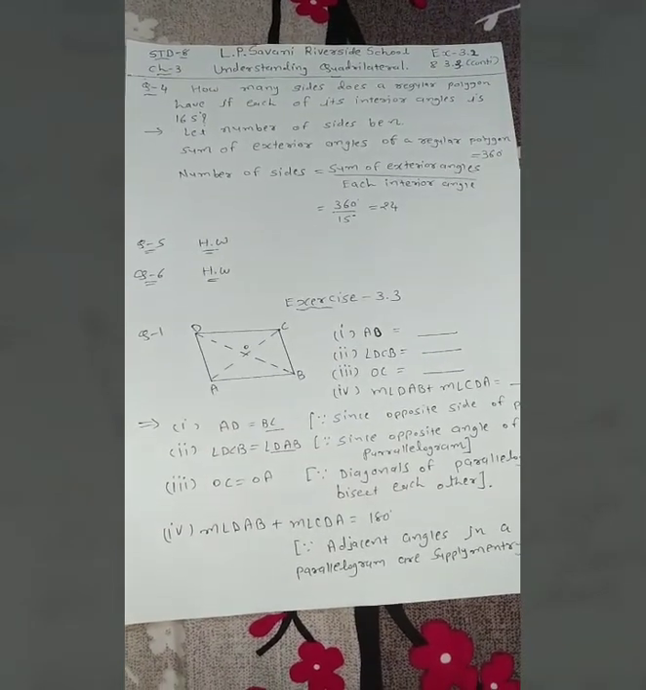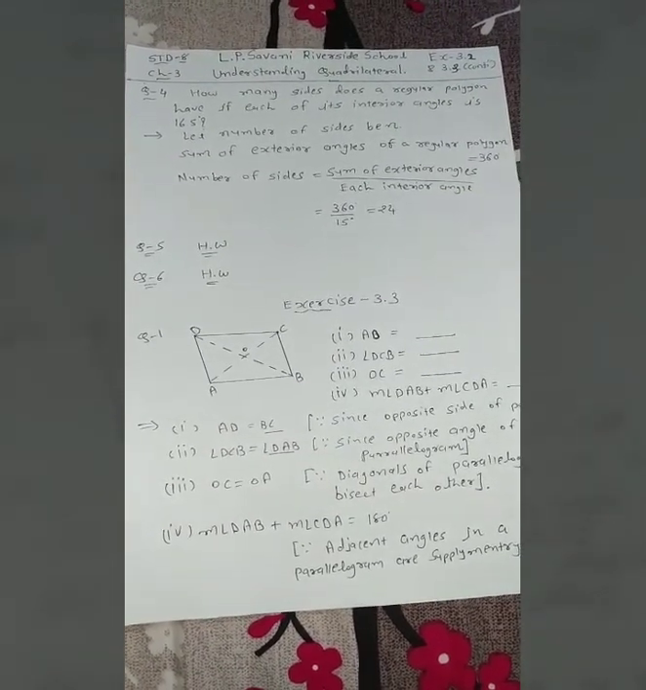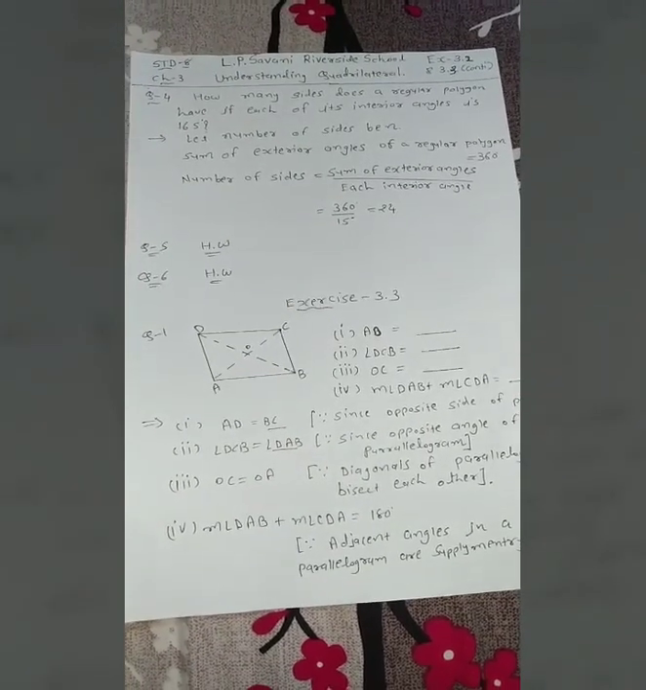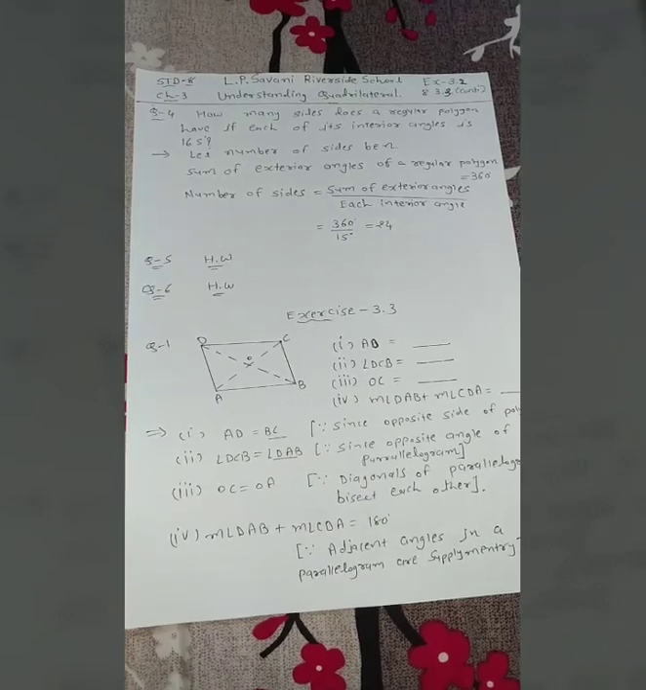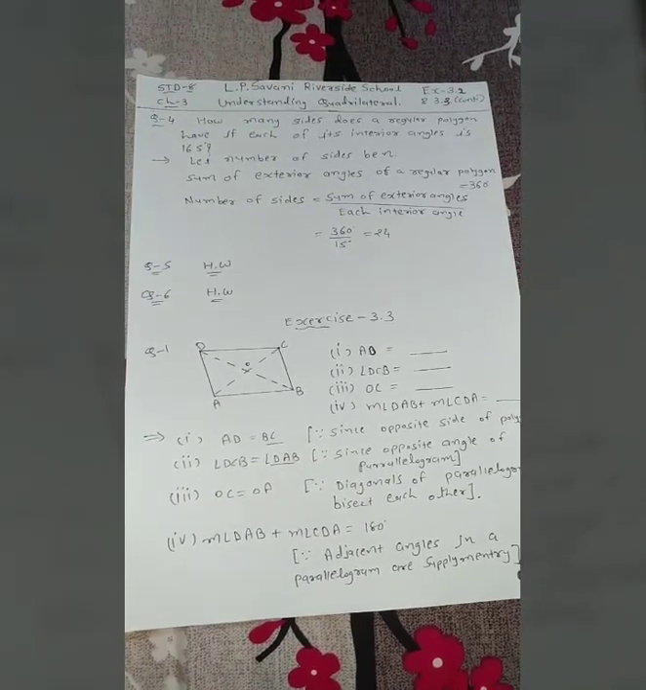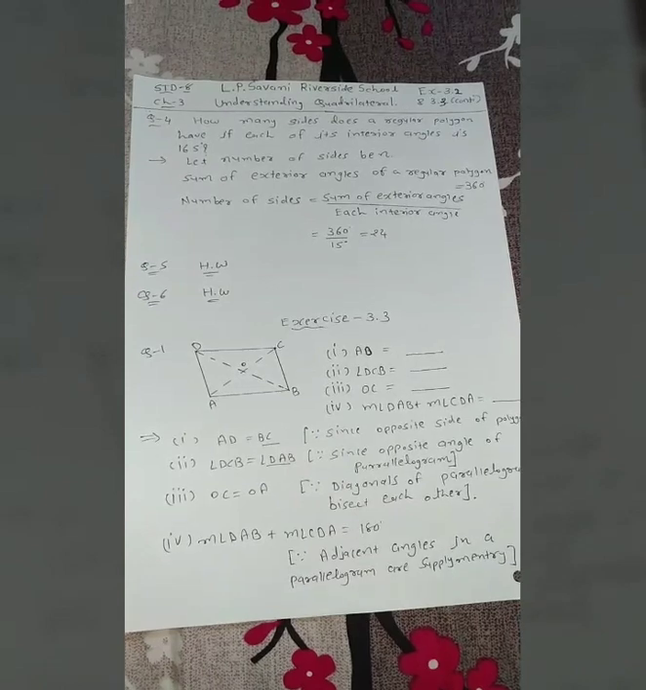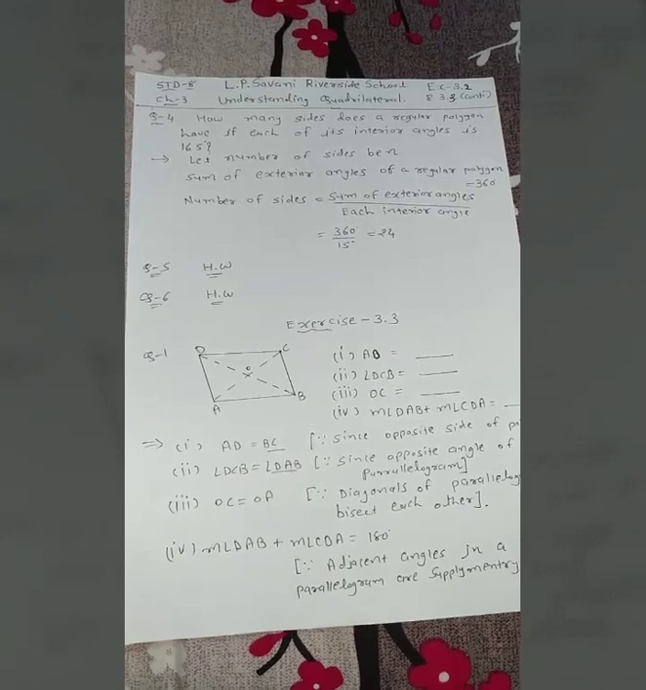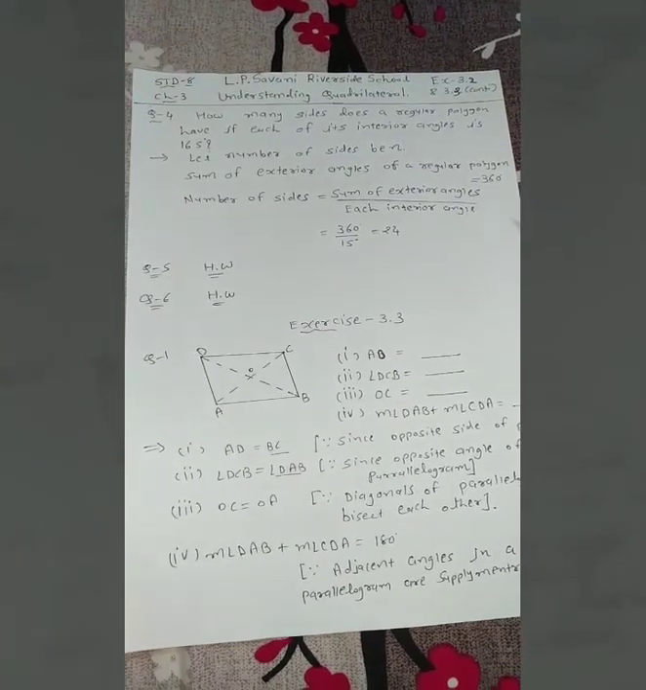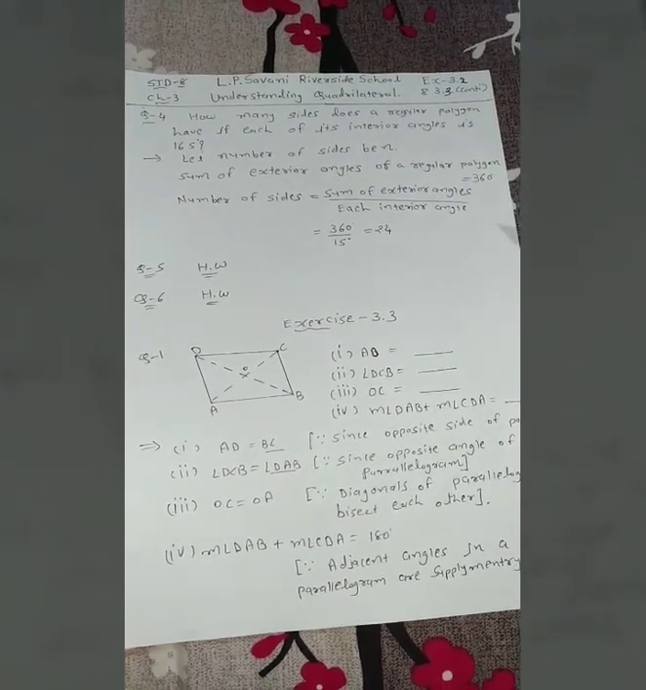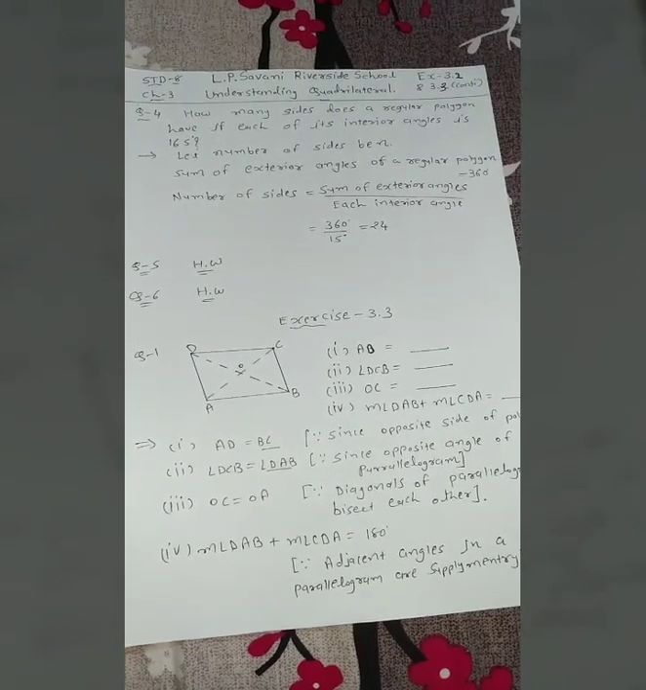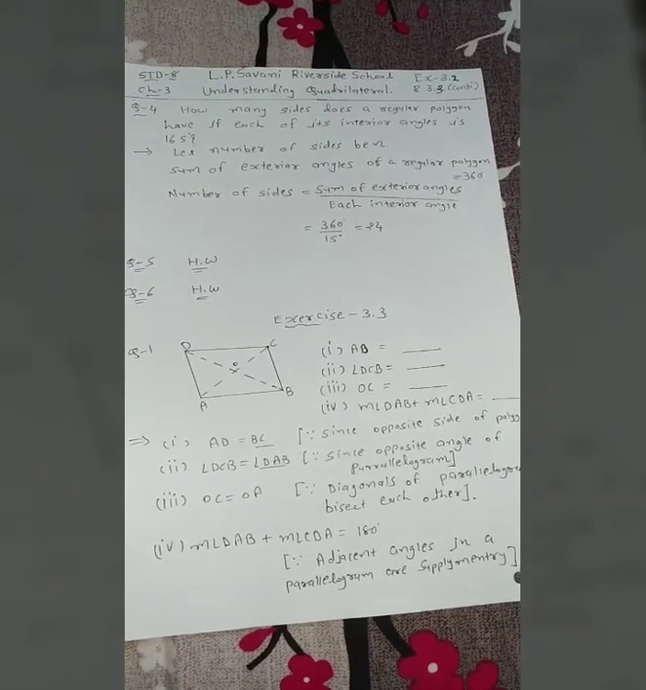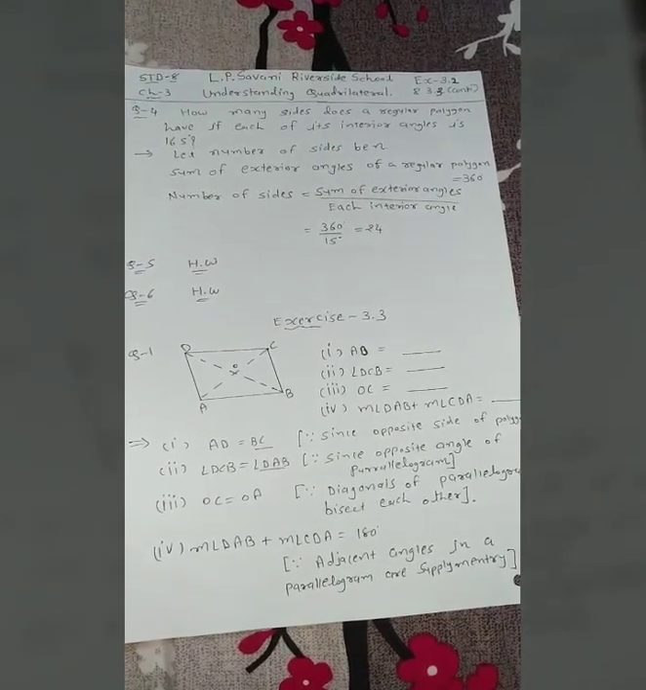How many sides does a regular polygon have if each of its interior angles is 165? Okay, so let the number of sides be n. Assume the number of sides is equal to n, and the sum of the exterior angles of a regular polygon, we all know about that, is equal to 360.